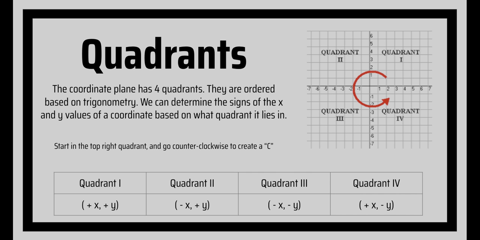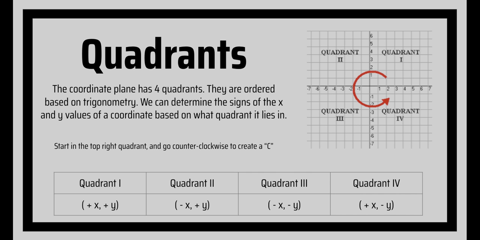Quadrants. The coordinate plane has 4 quadrants. They're ordered based on trigonometry. We can determine the signs of the x and y values of a coordinate based on what quadrant it lies in. When you're looking at a graph, start in the top right quadrant, go counterclockwise to create a C.